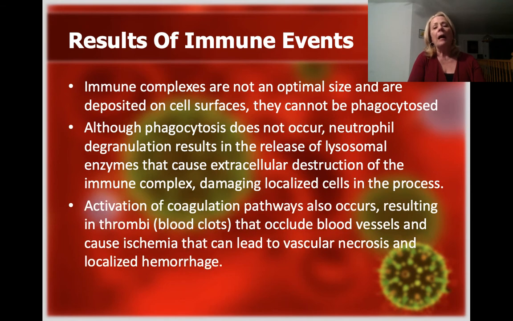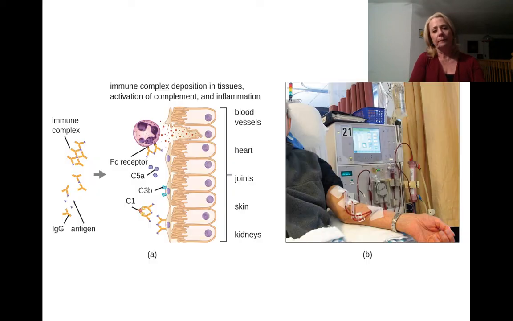Okay? It can also activate coagulation pathways so that you have an increase in blood clots, and of course that leads to necrosis. So this is just a picture showing you the immune complexes that can occur, and these complexes can get onto the surface of epithelial tissue or the surface of blood vessels and create issues. And this person is going through a process where those immune complexes are actually filtered out of the bloodstream.